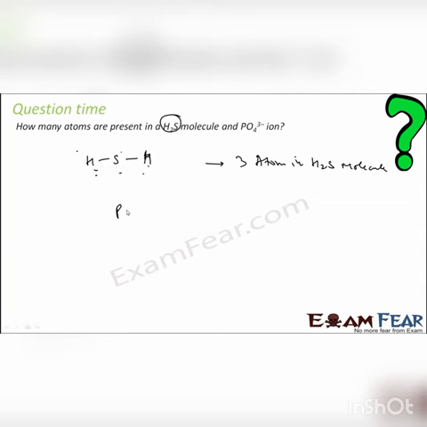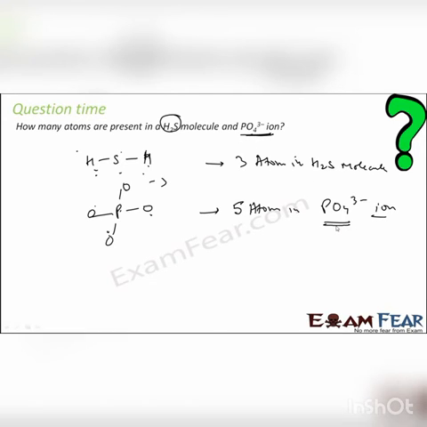PO4 3-. So if you see here, I'm not sure about the bond, so since you don't know about double bond and single bond, I've not represented that. Just see 1, 2, 3, 4, 5 atoms. So it will be 5 atoms in PO4 3- ion. Note that this is an ion. PO4 3-, the whole thing is an ion.